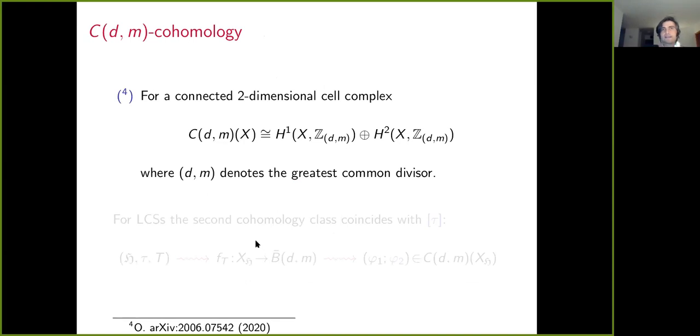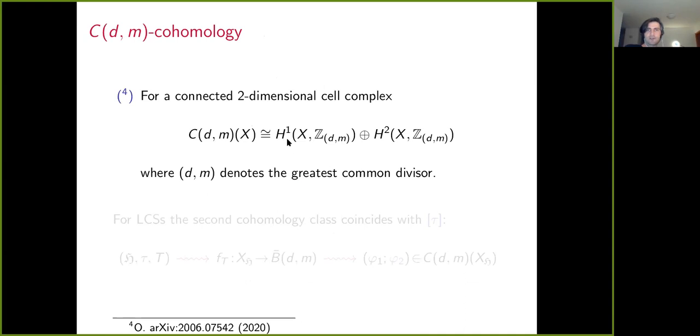So, what is nice about this cohomology theory is that when you have a connected two-dimensional cell complex, like a topological realization, just think of a torus or a two-sphere, for example. So these are two-dimensional cell complexes. Then the CDM cohomology evaluated on this space essentially gives us two parts.